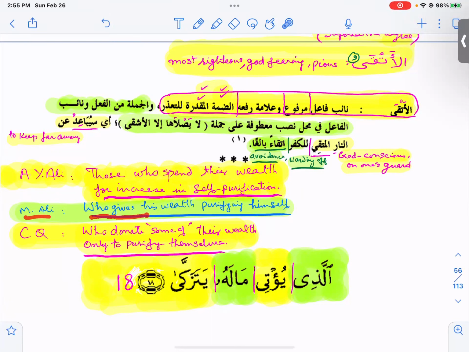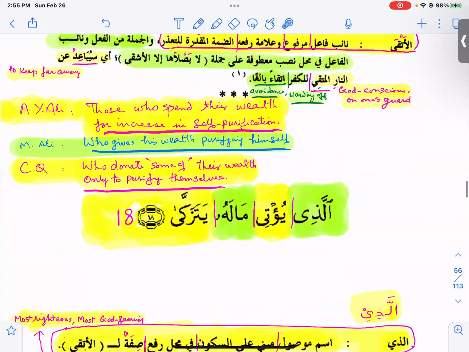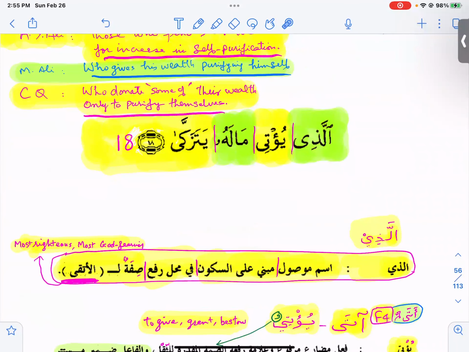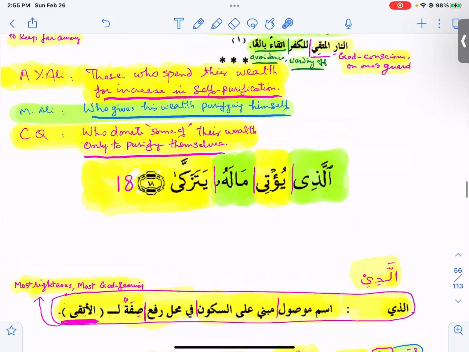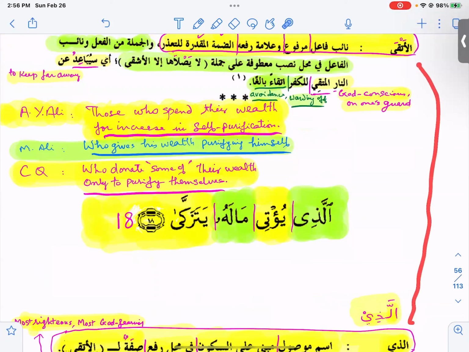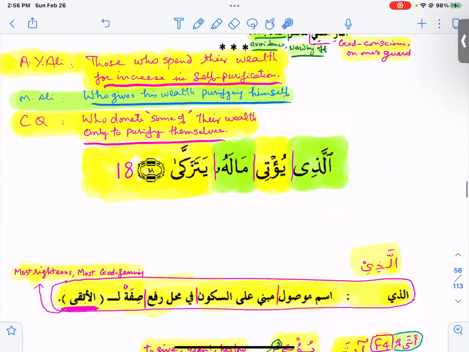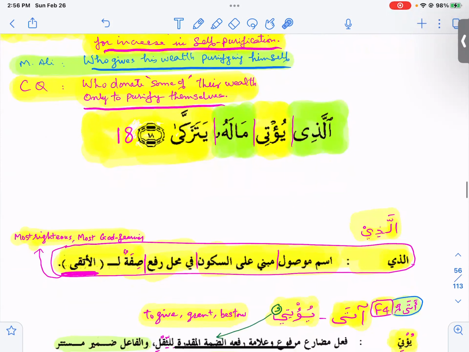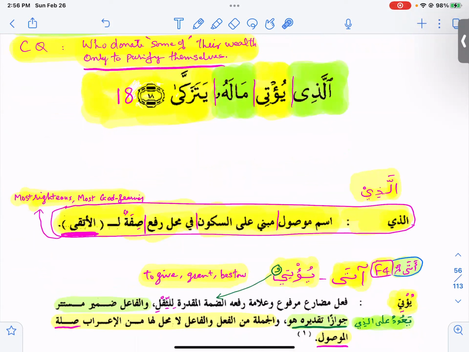Please remember, I was very happy to go all through this. Those who spend their wealth, whatever wealth we spend for increase in self-purification, yes, for the whole family. Morally, who gives his wealth purifies himself. I would go one step further, the family also, our household. Who donate some of their wealth only to purify themselves. Alhamdulillah. Alladhi, ism mawsul mabni 'ala sukun fi mahalli raf', sifa li atqa. This is the sifa for atqa, most righteous, most God fearing. Yu'ti comes from ata yu'ti, form four.